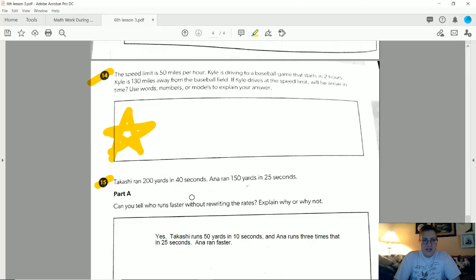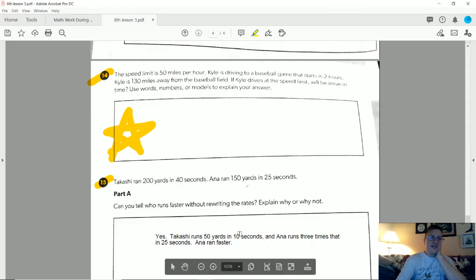So Takashi ran 200 yards in 40 seconds. Anna ran 150 yards in 25 seconds. Can you tell who runs faster without rewriting the rates? Yes, because I can figure out by doing division that I can divide this by 5. So if I do that, I can divide by 4. That's what I meant to say. I can divide by 4. That gives me 50 yards for 10 seconds. And I can do that in my head.